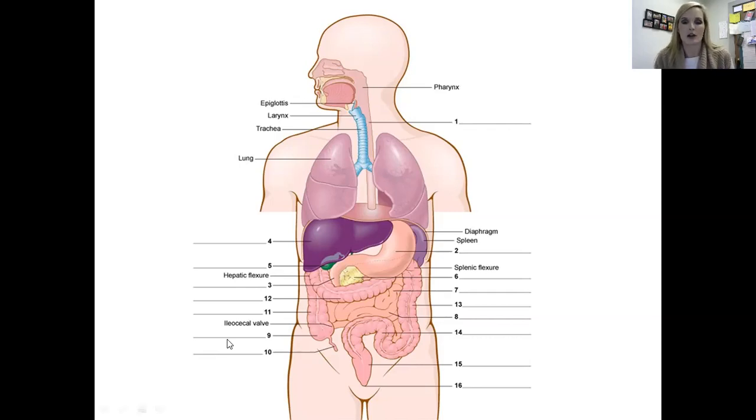So the first part, number 3, is pointing to the duodenum, or sometimes people say duodenum. Let me see if I can point out in your book where the spelling of that is. I mean, I can tell you. It's D-O-U, so think duo.